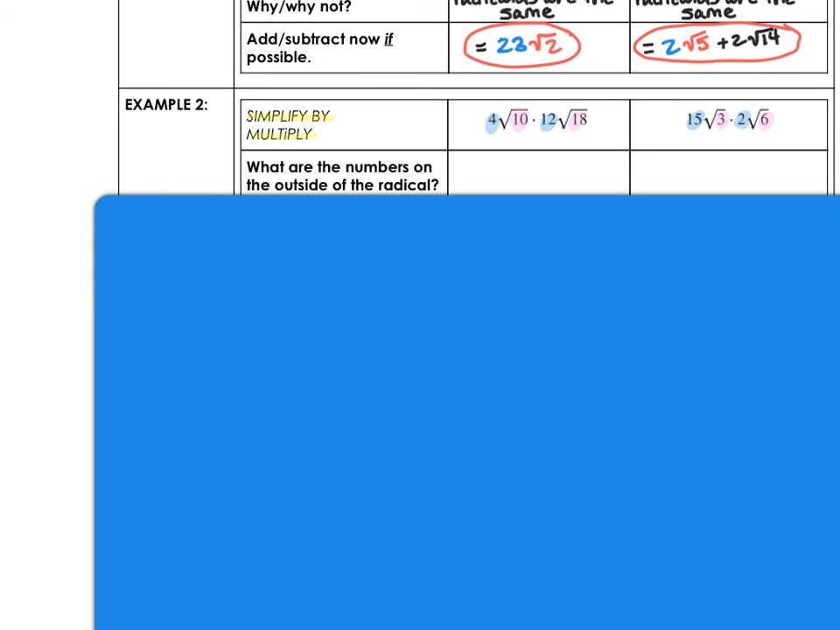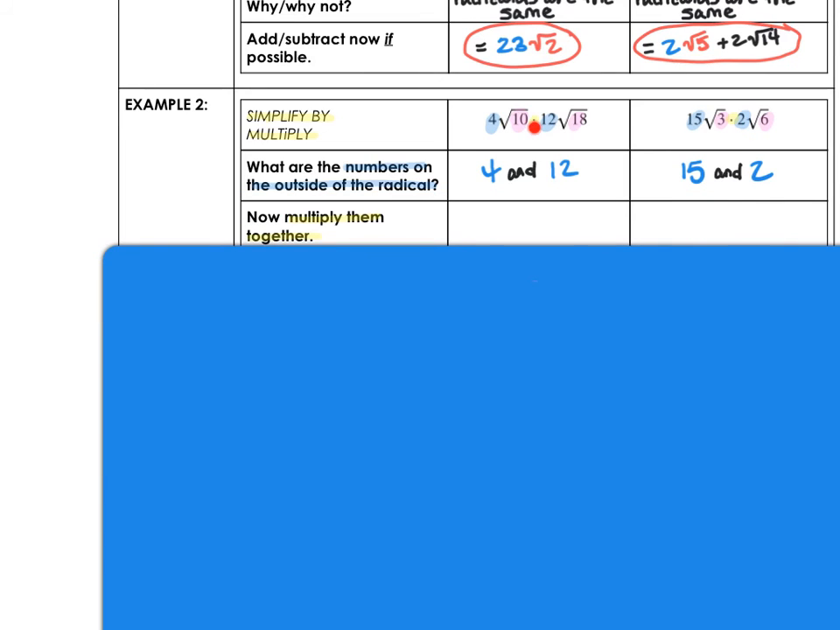So since multiplication may seem very simple, let's see if we can do both of these examples together. So the first thing you're asking yourself, what numbers are on the outside? So what numbers are on the outside of the radical for both of these expressions? For the first expression, we can clearly see that the numbers on the outside are 4 and 12. And for the second expression, the numbers on the outside are 15 and 2. Since our operation is multiplication, our next step is to multiply them together. 4 times 12 is 48, and 15 times 2 is 30.